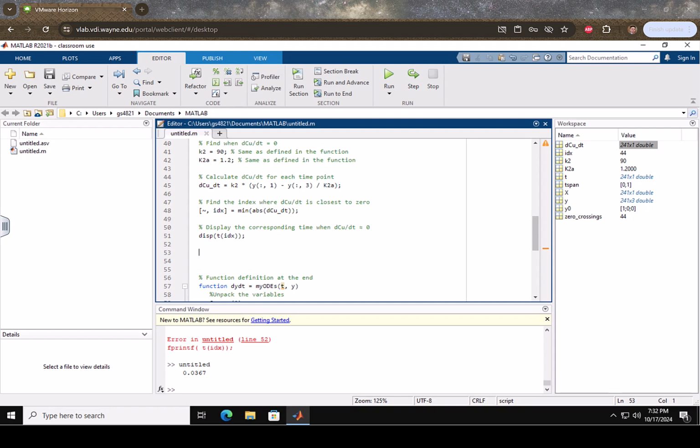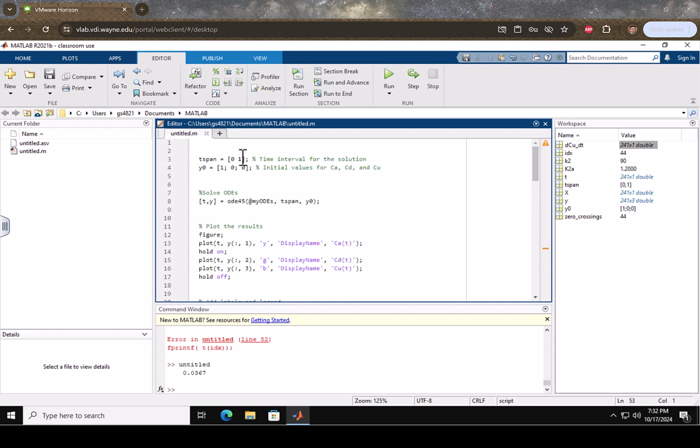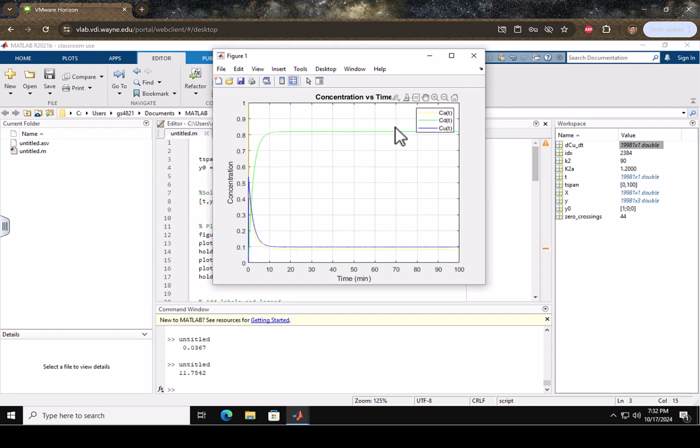What are the equilibrium concentrations of A, D, and U? We can do that by just taking this to a very long period of time. We can call it 100, run it. And we can say that the equilibrium concentrations, for this to be the y value, would be 0.82. This one would be 0.098, and then you can have here 0.082.